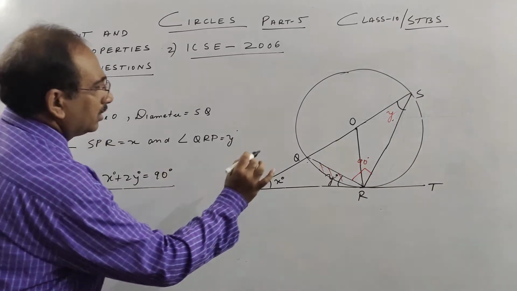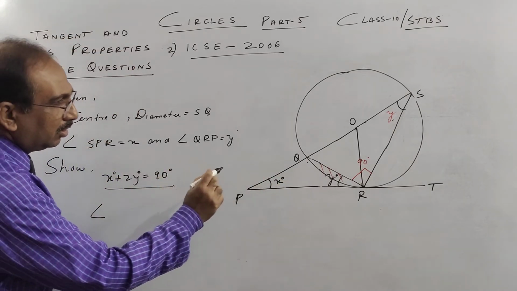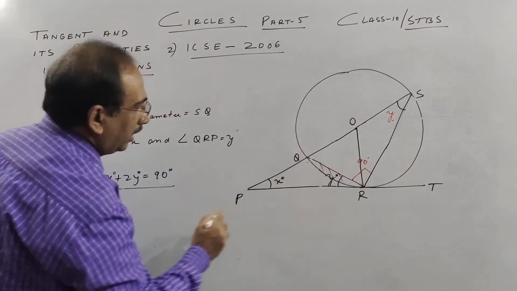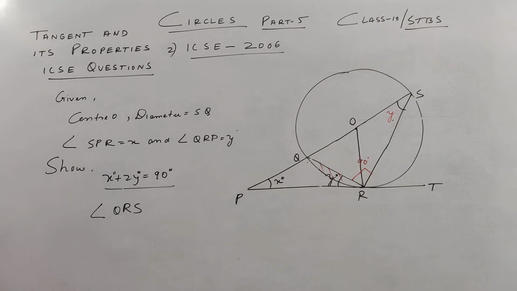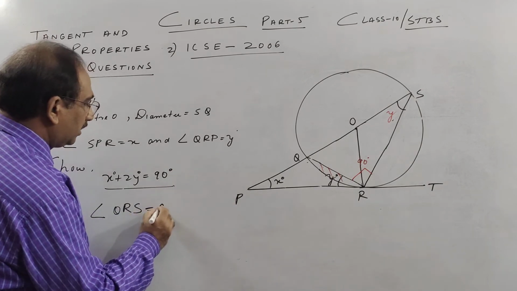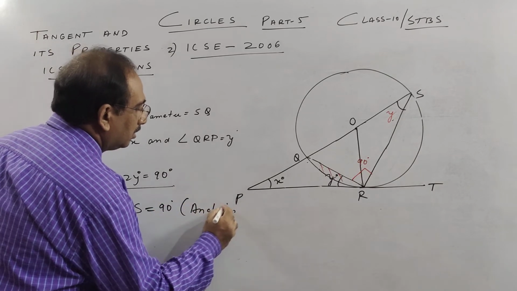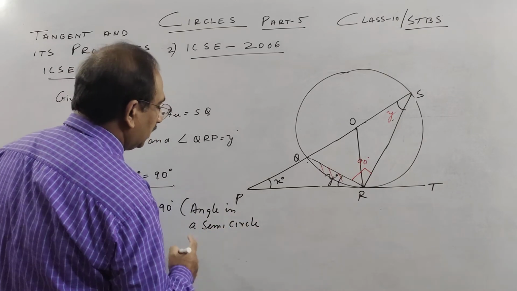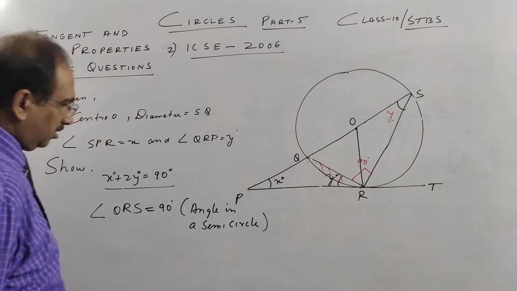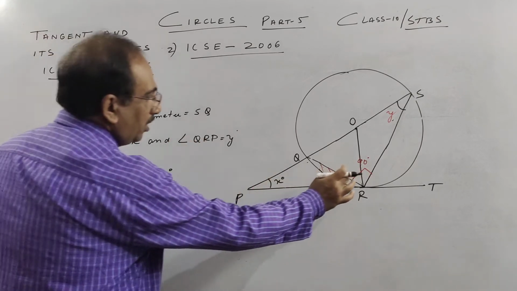One very important thing, children: we write first, angle QRS is equal to 90 degree. Reason: angle in a semicircle is a right angle. Angle in a semicircle is a right angle, is 90 degree. Anything you write. So we get this. 1 mark you will get here.